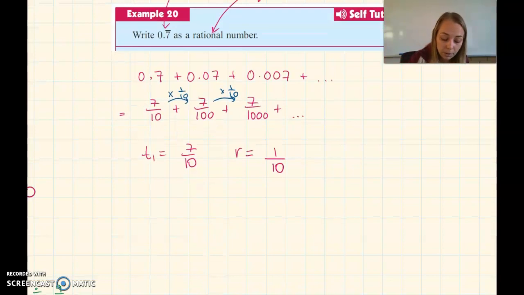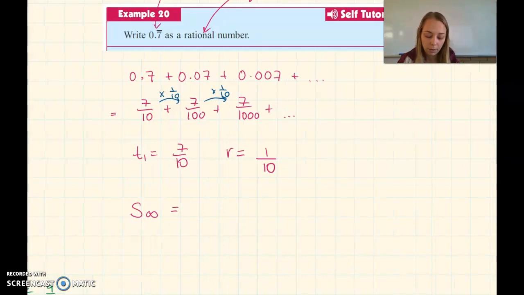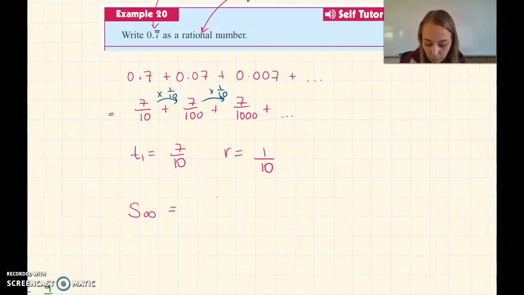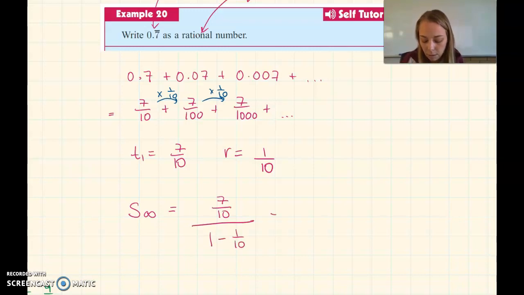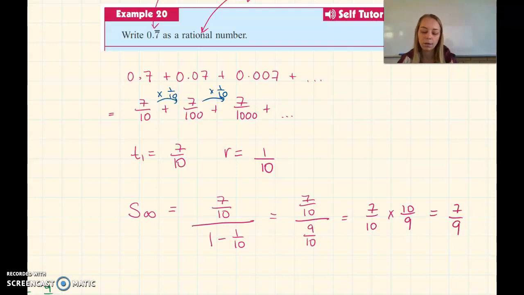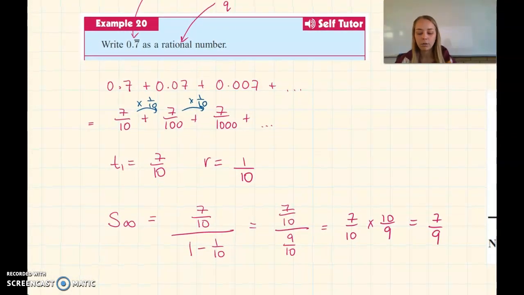Okay, now we're ready to substitute that straight into our formula. So the sum of the infinite number of terms is going to be T1, 7 over 10, divided by 1 minus 1 over 10, which is going to be 7 over 10 divided by 9 over 10. Okay, and then we can keep, change, flip. So 7/10 times 10/9 is going to be equal to 7 over 9. So that 0.7 recurring can actually just be written as a fraction, 7 over 9.